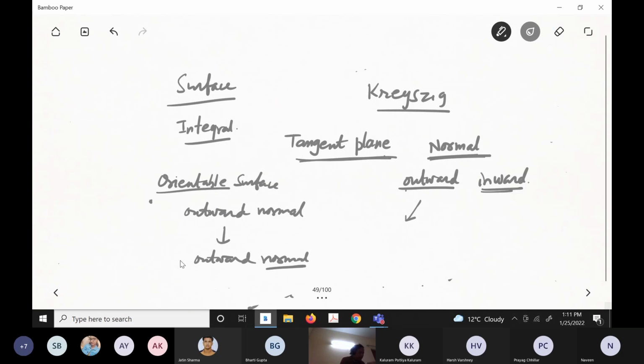But if it happens that you can never do that, that whether you start with outward normal or inward normal, when you come back you see that the direction of the normal has changed, then it is not orientable. The Mobius strip is such a surface. You start at any point with whatever normal you choose, you come back, and you'll see that your direction of normal has changed. That means it is not an orientable surface.